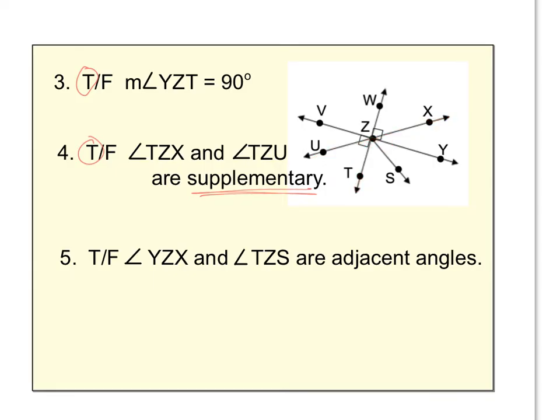Number 5, true or false? Angle YZX, if I trace that, YZX is this angle over here, and angle TZS, that's this angle right over here. Are they adjacent angles? Well, it is true that they have a common vertex right here. They have to have the same vertex, but they're also supposed to share a side, and these do not share a side. Angle TZS has this side, and there's a space here before we reach the other angle, and so they do not have a common side, so this would be false.